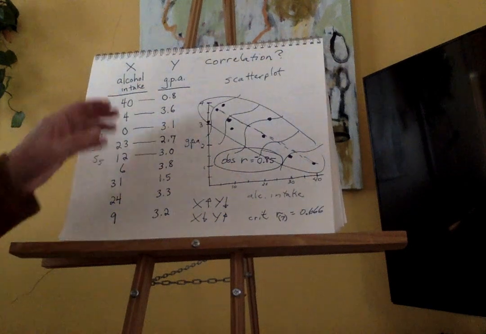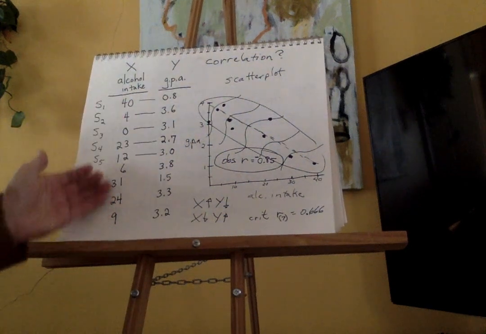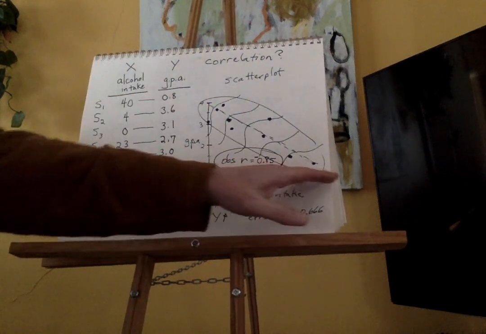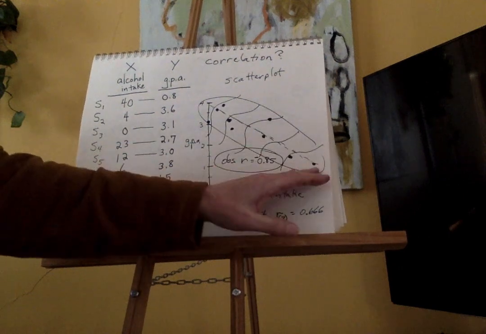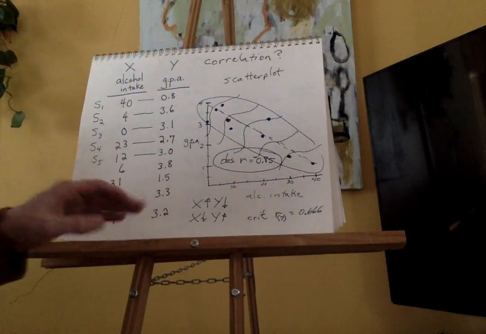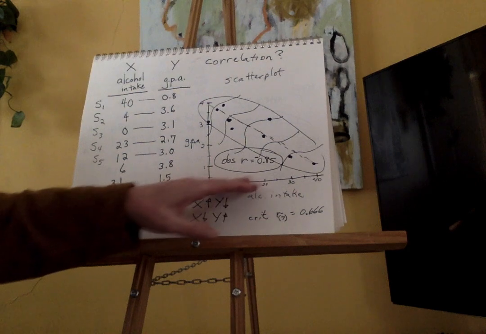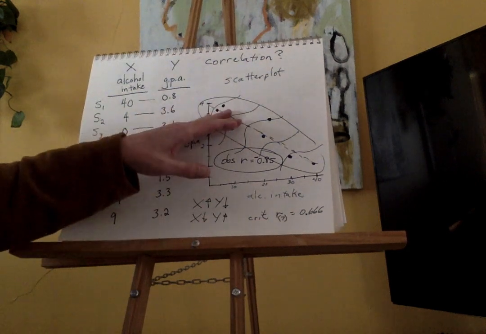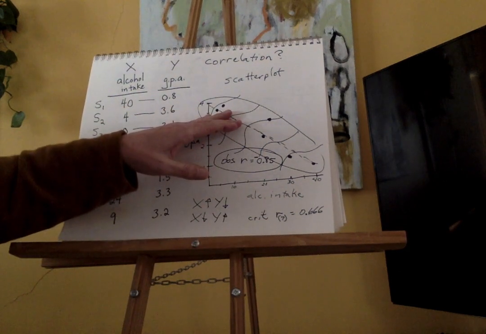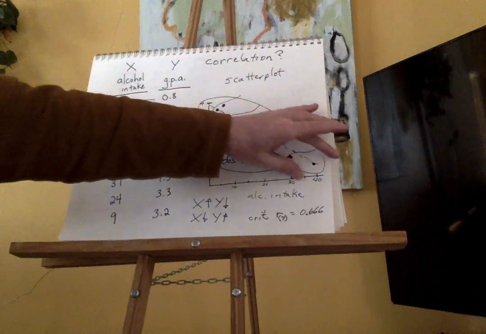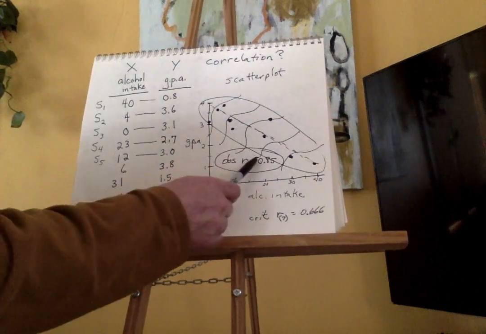It tells me that the people that are reporting higher alcohol intake generally report lower GPA. The people that report lower alcohol intake generally report higher GPA. There's a negative slope here, and that's what the negative tells you.